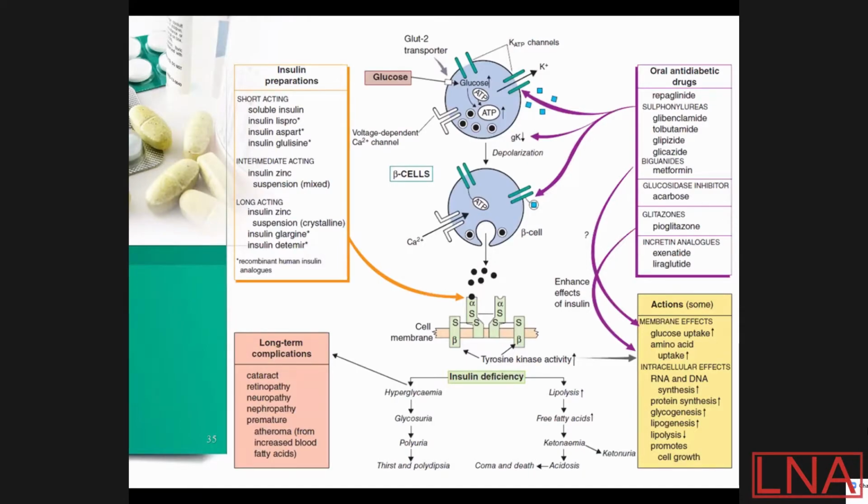First of all, insulins and oral hypoglycemic drugs, their mechanism of action, and a few words about long-term complications, why they are produced, and actions of different oral diabetic drugs. Like biguanides or glitazones.